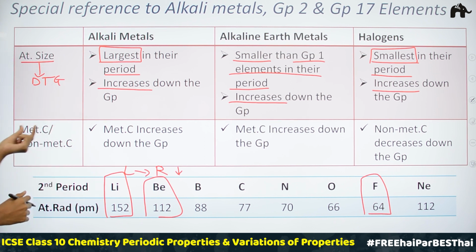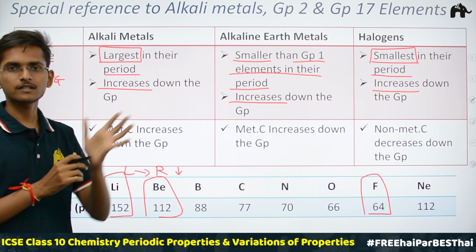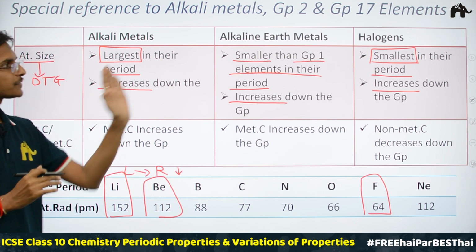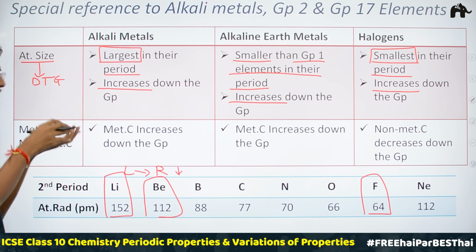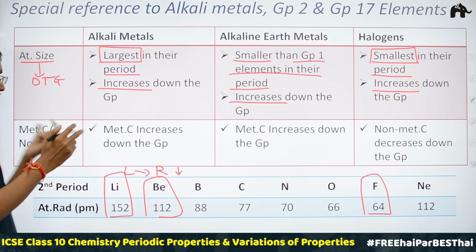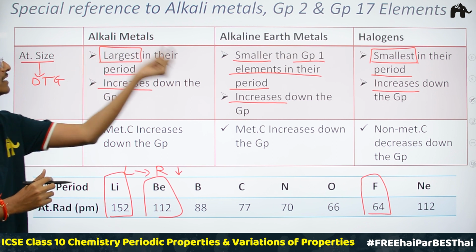Now moving on to metallic character and non-metallic character. So since these are metals, alkali metals and alkaline earth metals, we will consider metallic character for them. Halogens are non-metals, so we will consider non-metallic character for them. Okay, now here we will just see the trend of the metallic character when we move down the group for alkali metals and alkaline earth metals.